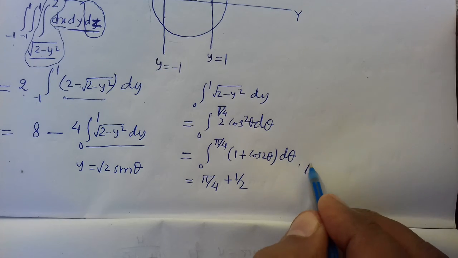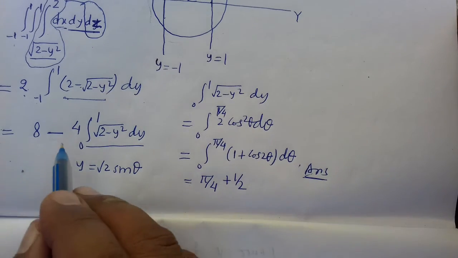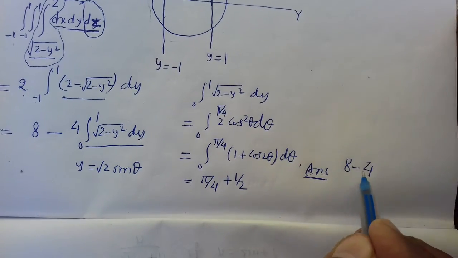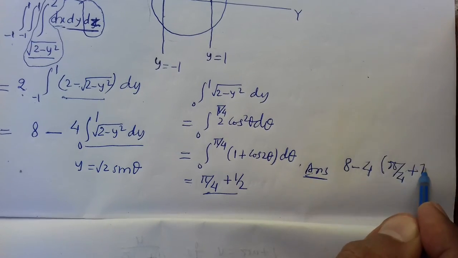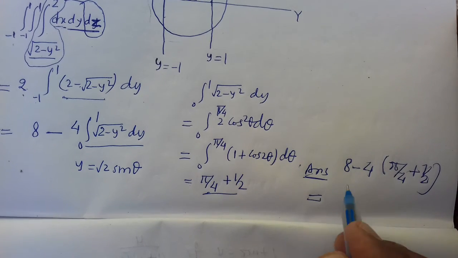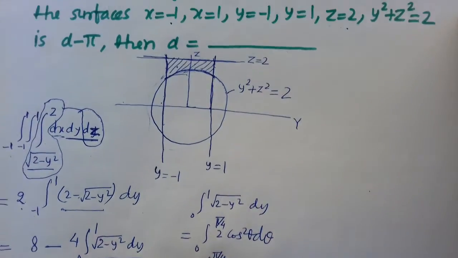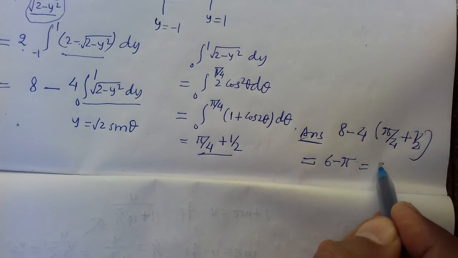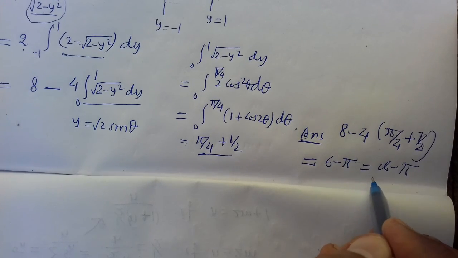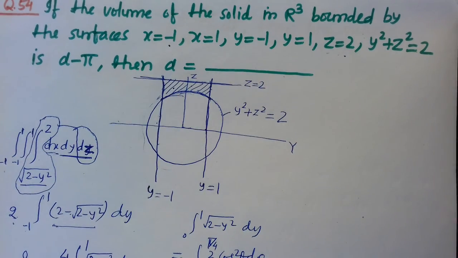So the answer will be 8 minus 4 times pi by 4 plus half, and from here you will get 6 minus pi. In the question the integration is given as alpha minus pi, so this equals alpha minus pi according to the question. So alpha becomes 6. The value of alpha becomes 6. So here in the blank space you have to write 6.